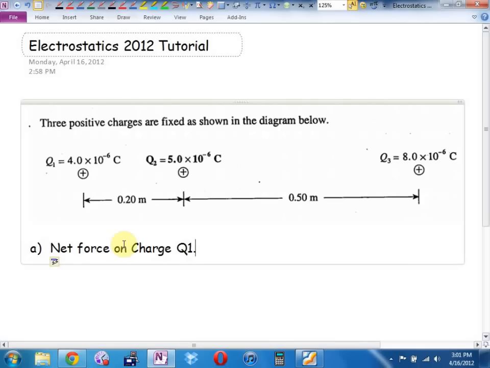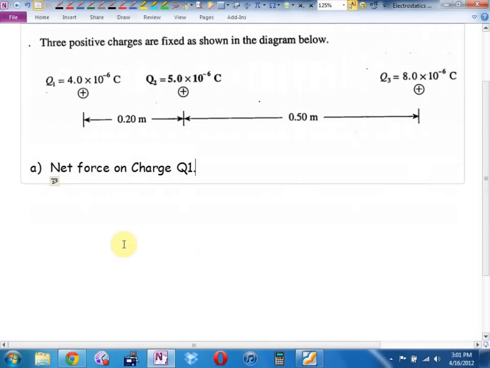Okay. How many charges are there? It's three. Do I have an equation with three charges? No. If they want the net force on charge Q1, then I would say, okay, this charge here is either pushing or pulling this guy: how big, what direction. This charge here is either pushing or pulling this guy: how big, what direction.